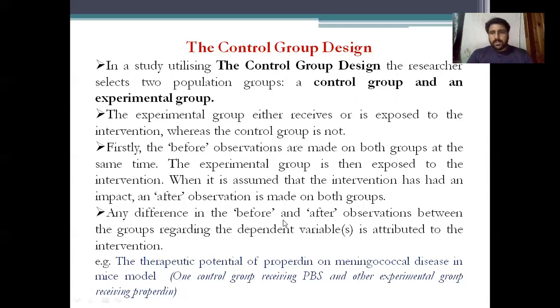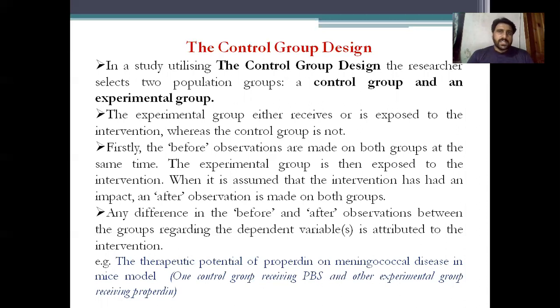Any difference in the before and after observation between the two groups regarding the dependent variable is attributed to the intervention. For example, the therapeutic potential of properdin on meningococcal disease in a mice model. In this type of experiment, we develop a mice model of infection, for example, meningococcal disease. We take a group of mice, let's say 50 mice.